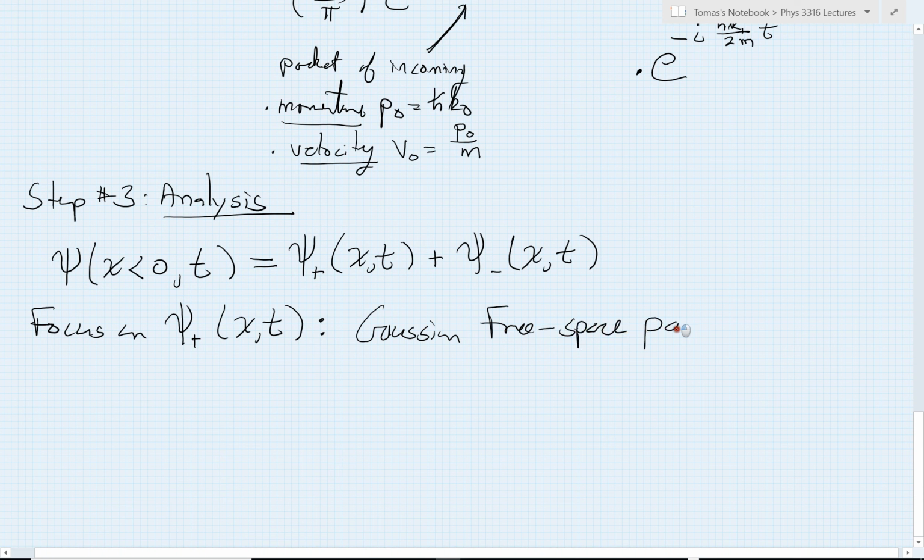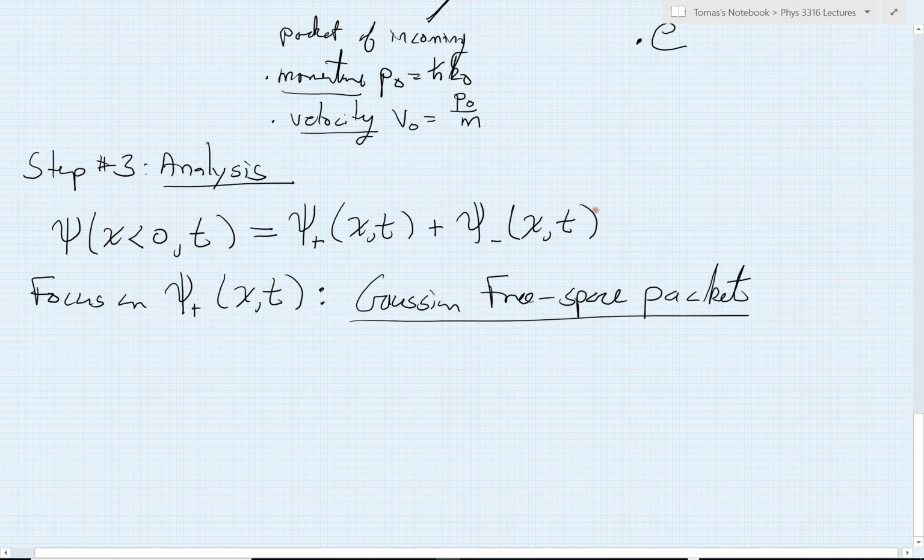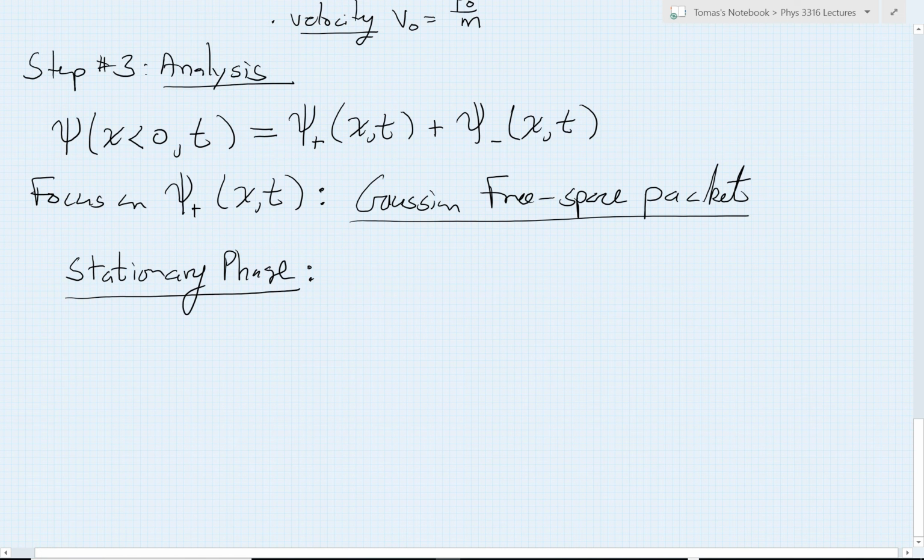And I would like to repeat the analysis on this just one last time. I know this is all very familiar, but it doesn't hurt to practice as warm-up at least before we go and analyze the second piece, the psi minus piece. So for that, it's our Gaussian free space packet. We know how we would analyze this. The quickest way, of course, you could do the integral, but the quickest way to know where this packet is and what it's doing is to look at the stationary phase approximation, where we know the peak of the packet we can always locate by saying 0 is equal to the rate of change of the phase of this packet.